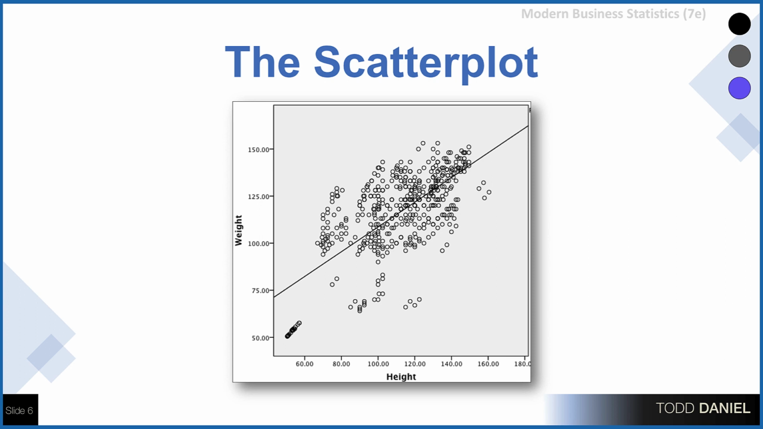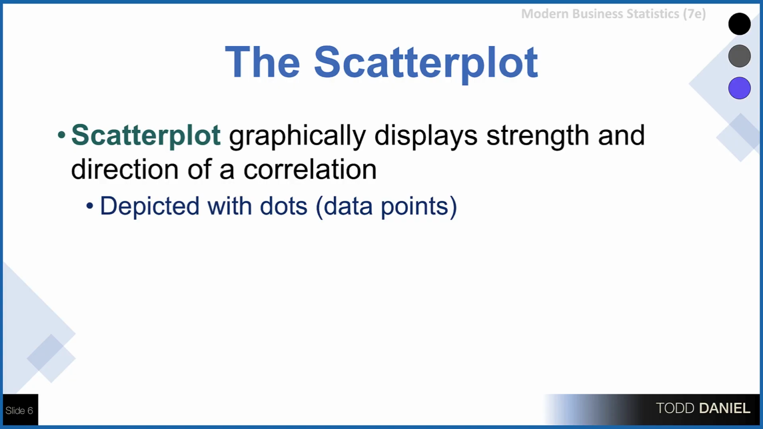Here we have a scatter plot of height and weight. There's lots of little dots on this scatter plot, and there's a line that moves through the middle of those dots. That line is called a regression line. It functions a little bit like a mean. The scatter plot graphically displays the strength and the direction of the correlation, and is depicted with all of these dots, which are called data points.